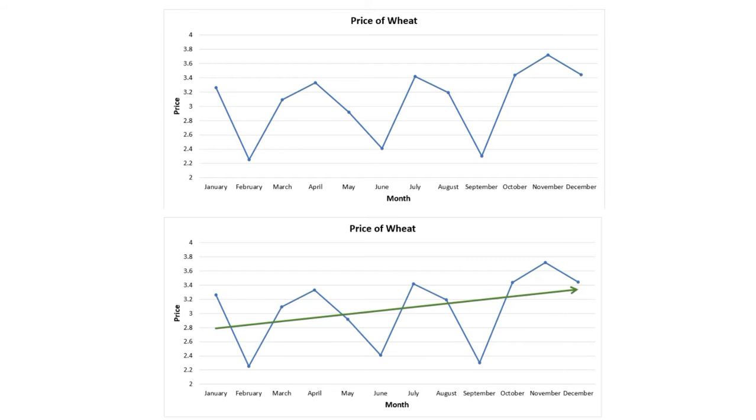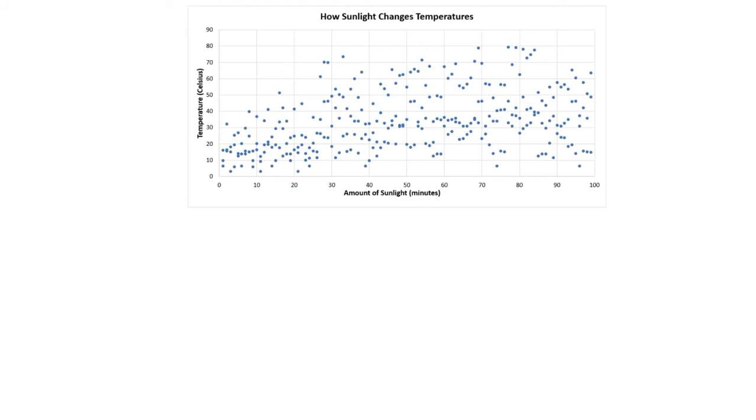Let's take a look at a scatter plot. Scatter plots are really helpful when you have a lot of data. So this plot shows the amount of sunlight in minutes and the temperature in Celsius. Again, notice time is my independent variable while temperature is my dependent variable.